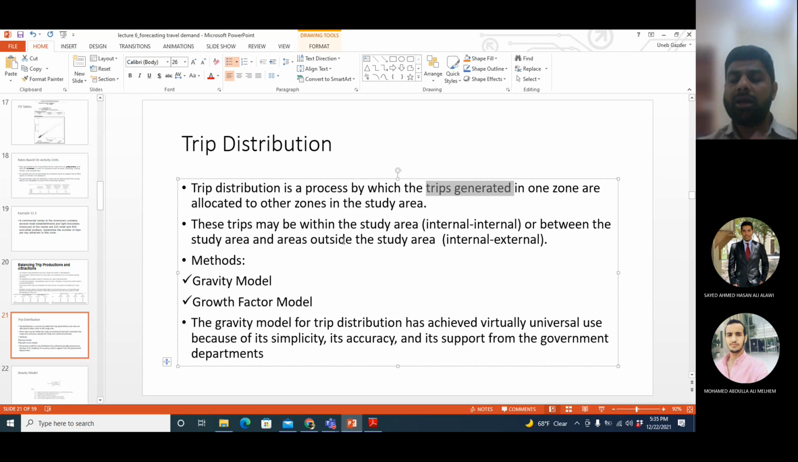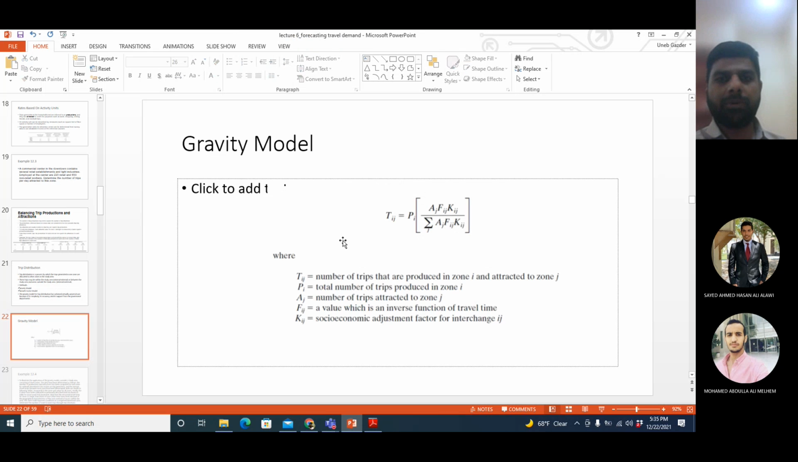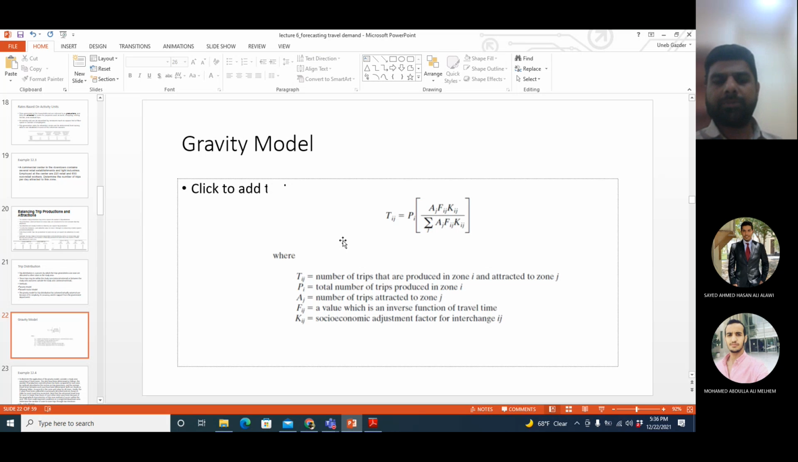For trip distribution, there are different methods, but we will discuss only two, which are the gravity model and the growth factor model. Within the growth factor model, we will see some variations as well. The gravity model is considered more popular because it's simple and accurate, and the data you require for it can be taken from different government departments. Most of the data needed is available with the government departments, so it requires less effort and is more widely used.